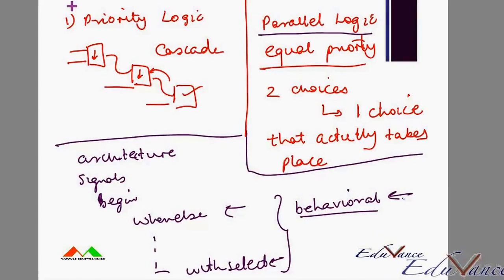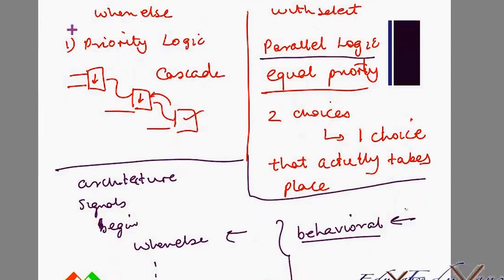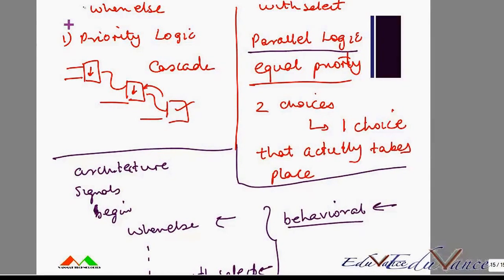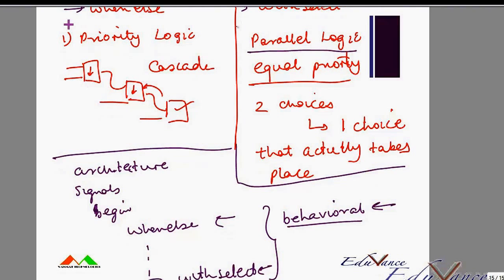So this concludes today's lecture on signals and understanding the concurrent style of hardware, which is when else and with select. In the next lecture, we will look at the sequential style of design and the concept of process and sequential design. So see you guys next lecture. Thank you.